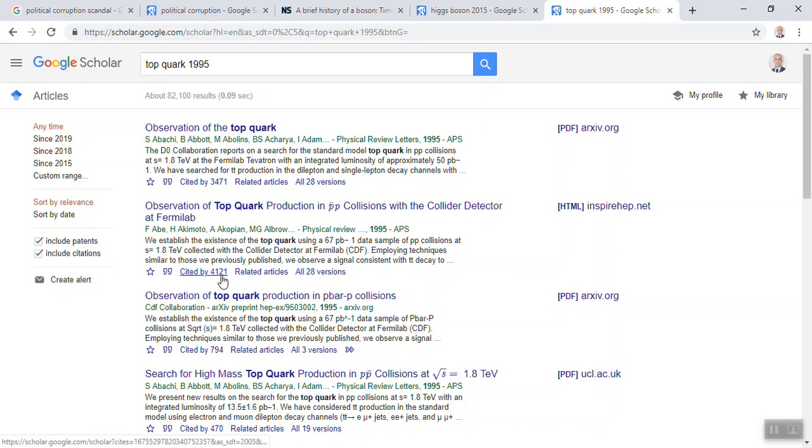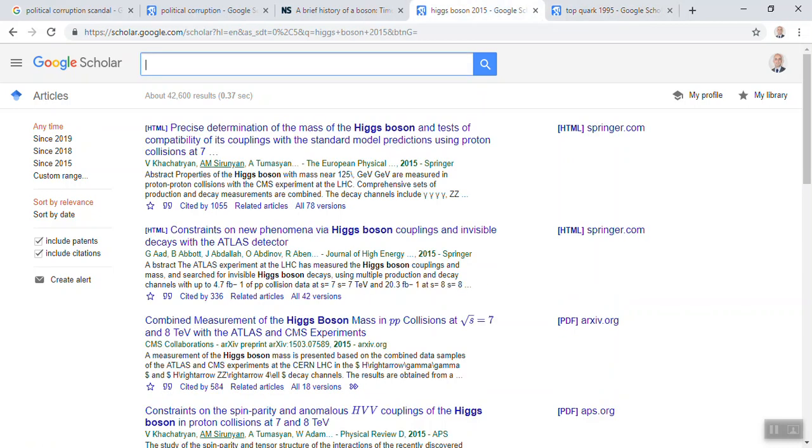Same as this one here, 4,121 times is enormous. So this means this is really important. Okay, we can also see the Higgs boson in 2015, when it was discovered, even just in these last 4 years, over 1,000 people have cited this work. So it's super important.